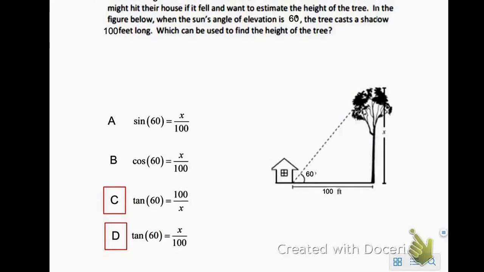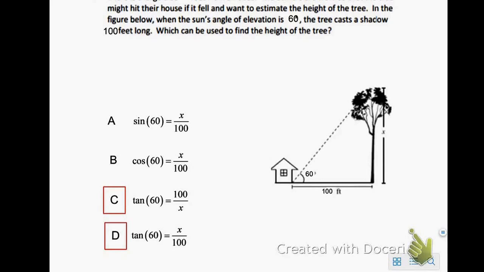Number 9. There's a large tree 100 feet from the house. The owners are worried that the tree might hit their house if it fell and wanted to estimate the height of the tree. In the figure below, when the sun's angle of elevation is 60, the tree casts a shadow 100 feet long, which can be used to find the height of the tree. Now the height of the tree would be over here. That is labeled X. That's what we want to find.